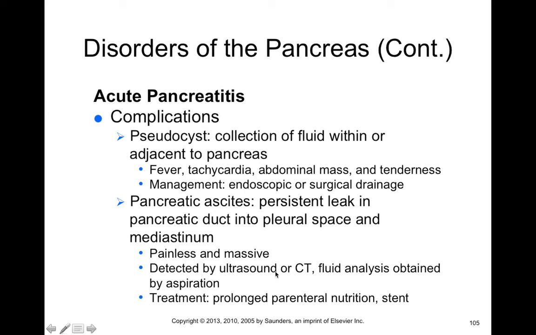Now, it can be detected by ultrasound or CT, or even fluid analysis obtained by aspiration. Like if you're finding pancreatic enzymes in the pleural fluid or pericardial fluid, that suggests pancreatic ascites. And the treatment for this is just prolonged parenteral nutrition, as well as the placement of a stent to basically keep the pancreatic duct open.